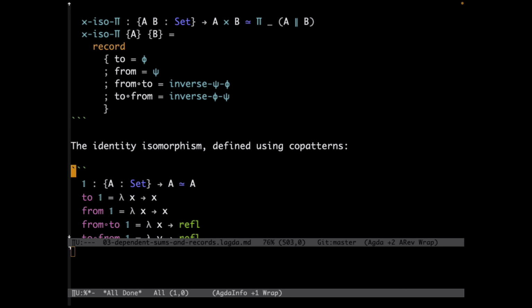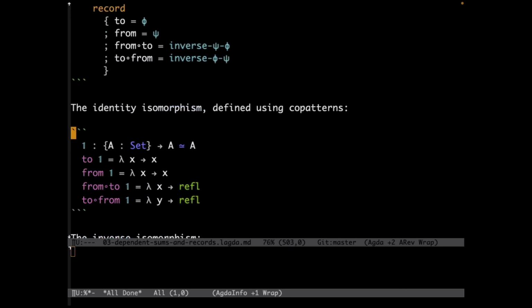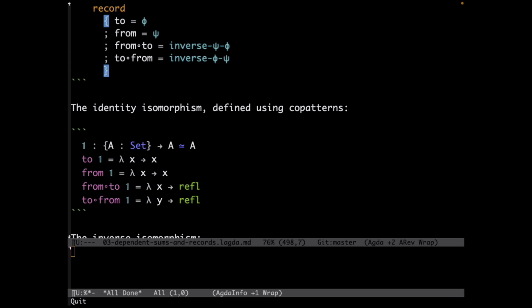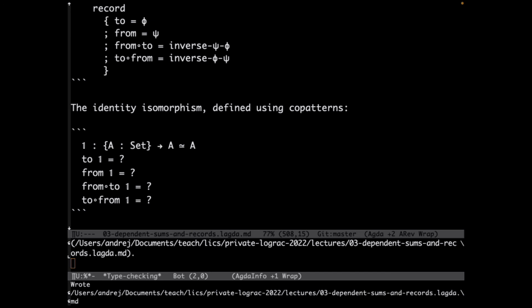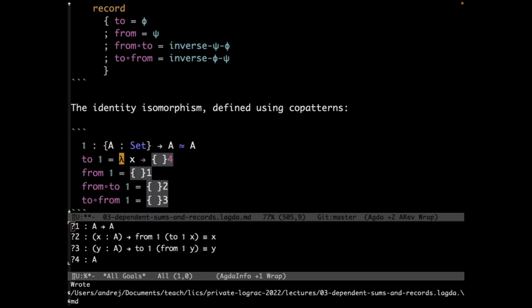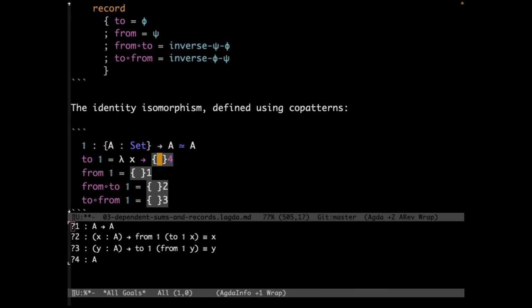Let's do the identity isomorphism, but this time I will use copatterns. You see, here I defined the field. I use this record notation to give you all the 4 fields, 2 from 2. I could also do it with patterns, in which case this is going to be extremely boring, but just to show, okay, I go auto, no? Yes, I have to do it this way, okay?